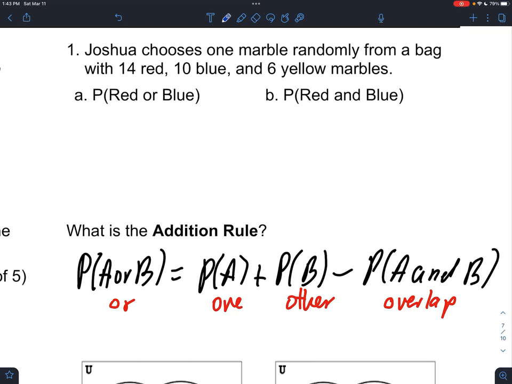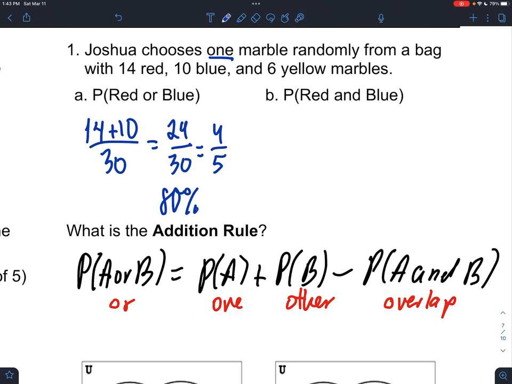So let's start here with some simultaneous events. So if we pick a marble out of a bag and it's got some array of colors in it, what's the chance that we pull a red or a blue for that one marble that we pick? Well, it could be red or it could be blue. And there are 30 marbles in total. So this would be about an 80% chance. But what's the probability that we pick that marble and it's red and blue? One marble, red and blue.